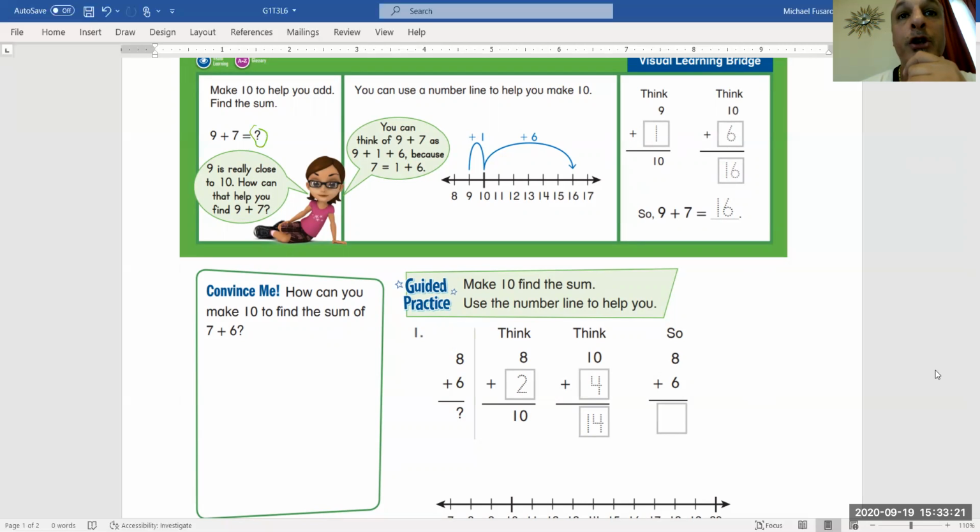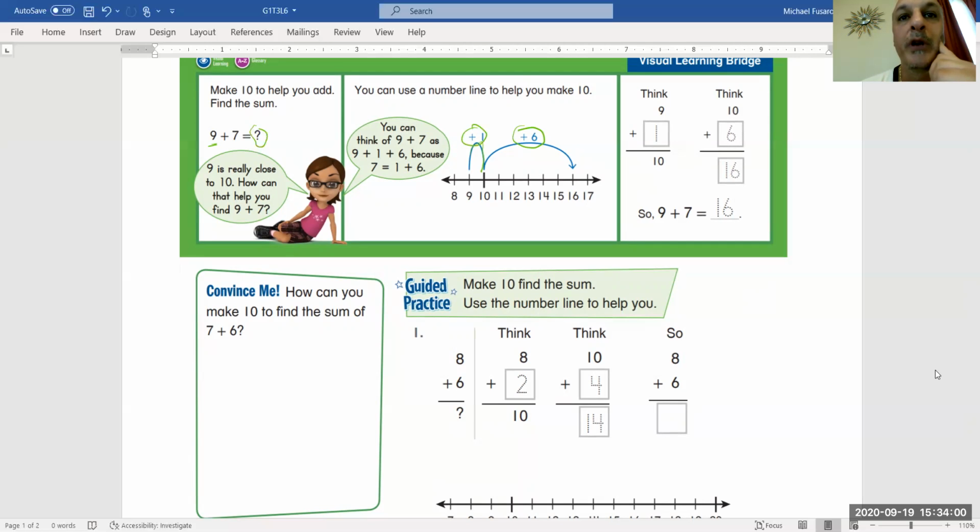Well, let's look here. You can use a number line to help you make 10. So let's see how she's using it. Let's see what she's saying. You can think of 9 plus 7 as 9 plus 1 plus 6, because 7 is equal to 1 plus 6. Okay? So she started with 9. She started on 9 because 9 was the first number. She took one of the ones away from the 7 and added it first. And then she had 6 left to continue doing, okay?